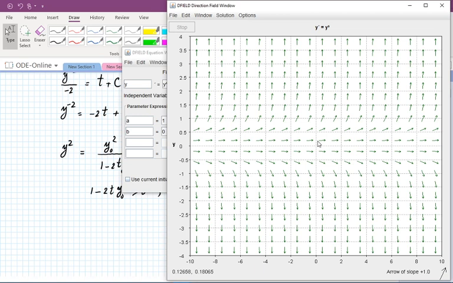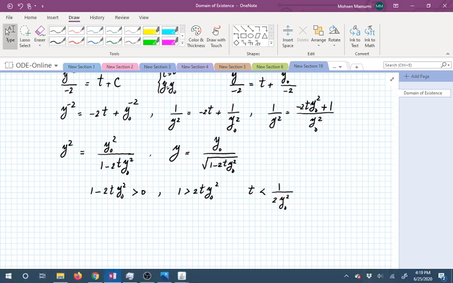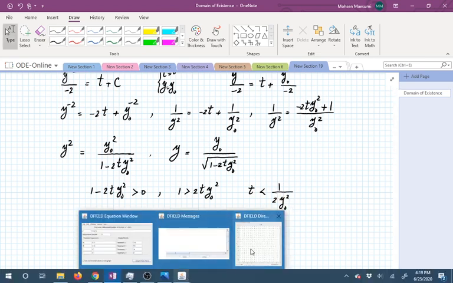So over here we have one approach, the theoretical approach, and here we have another one, which is a software. And we better have an agreement between the two of them. So let's go ahead and check. Suppose I pick y0 to be 1. So if y0 is equal to 1, the domain of existence goes as far as 1/2. Let's see if that is going to hold water here.